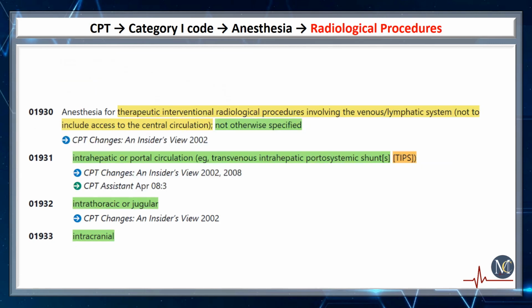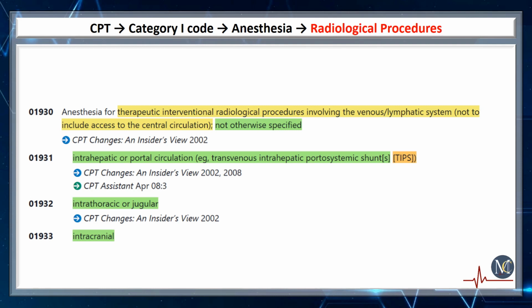Next code is 01930. Anesthesia for therapeutic interventional radiological procedure involving the venous or lymphatic system, not to include access to central circulation, not otherwise specified. Next code is 01931, intrahepatic or portal circulation. For example, transjugular intrahepatic portosystemic shunt or TIPS. It means the provider performs anesthesia service for a patient undergoing therapeutic interventional radiological procedure on the intrahepatic or portal system, which is the blood circulation within the liver.